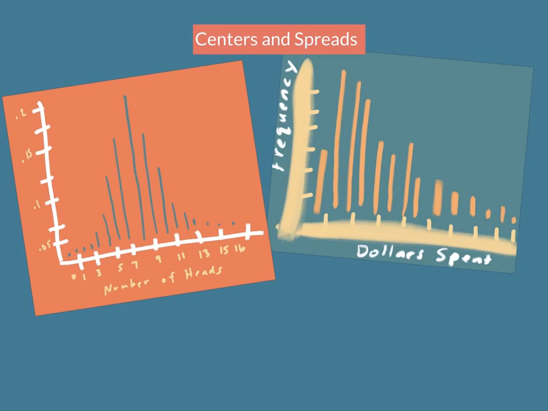Centers and spreads. Centers include the mean, the median, and the mode. Their corresponding measure of spread would be standard deviation for mean and IQR for median. We only use the mode for categorical data, so it really does not have a corresponding spread. When you have numerical data and you have a symmetric distribution, symmetric, bell-shaped, for example, the mean and standard deviation would be the best measure of spread.